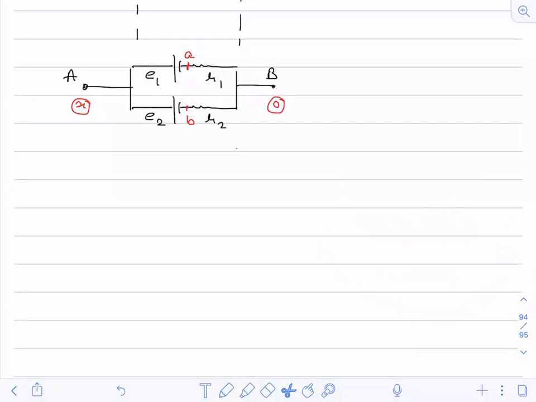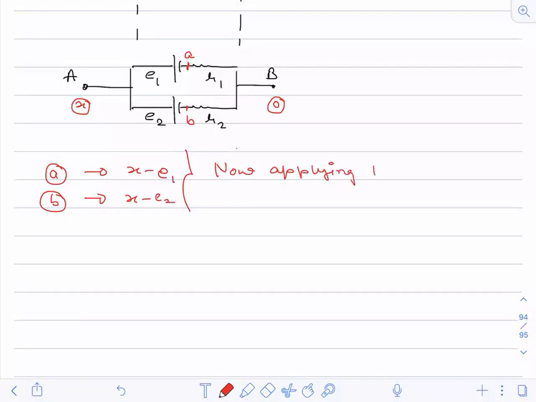So the potential of point A: for point A, it is X minus 0. Sorry, for point A it is X minus E1, and for B, it is X minus E2. Now applying KCL at X, what will you write?